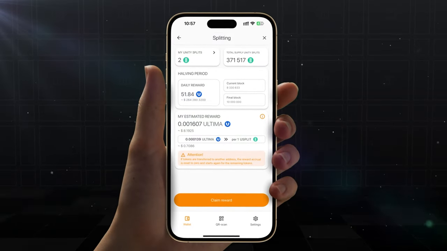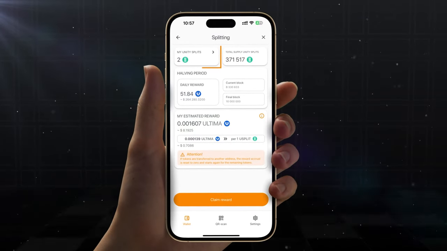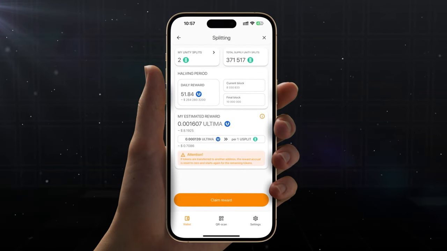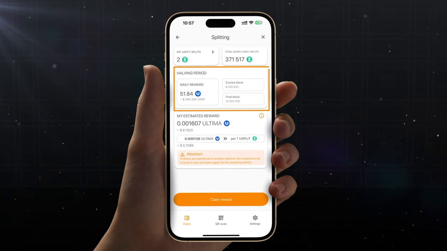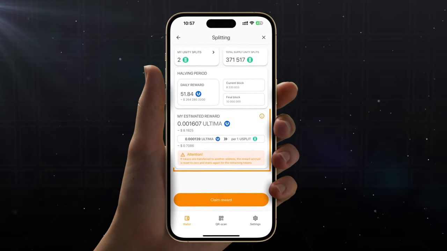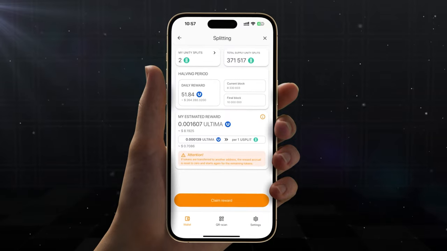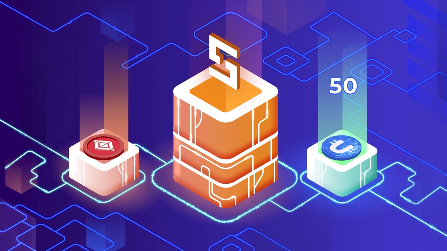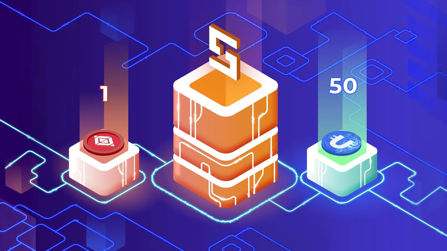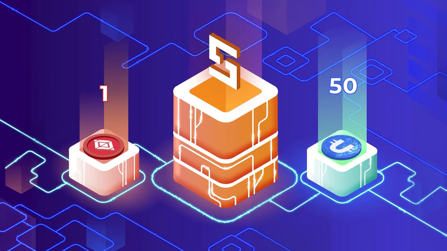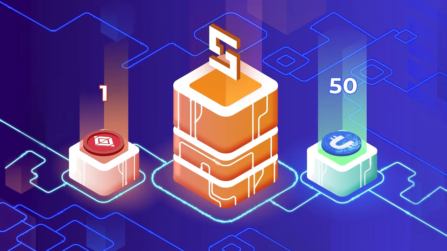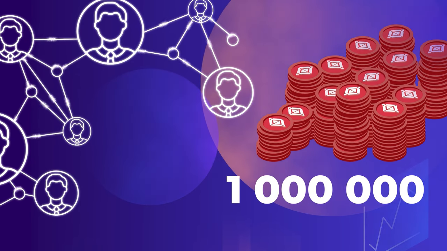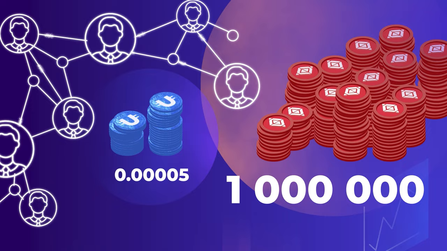In Ultima, the reward size is determined by the user's number of split tokens and the total number of split tokens in the network. The reward is calculated by dividing Ultima's daily volume by the number of split tokens available. For example, if the volume of tokens entering the market is 50 Ultima and there is only one split token, then all 50 Ultima will be received by the split owner. If there are a million splits, each split is entitled to a reward of 500,000 Ultima.